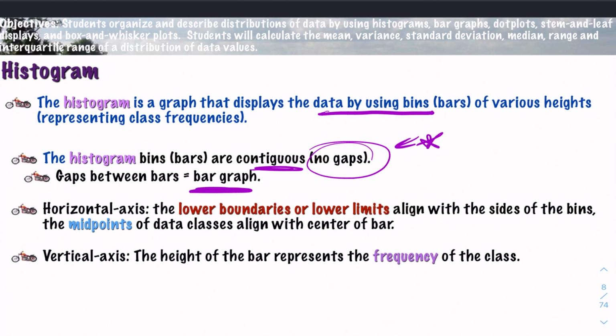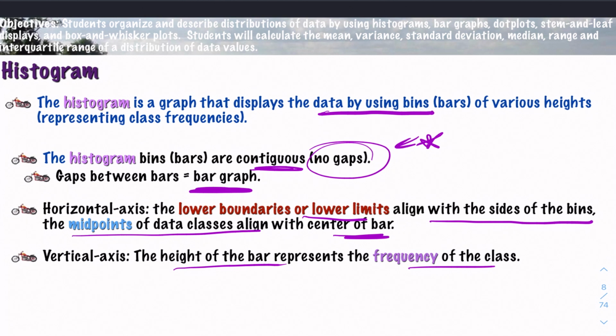With your horizontal axes, the lower boundaries or lower limits align with the sides of the bins. The midpoints of the data classes align with the center of the bar. Vertical axes show the height of the bar, which represents the frequency of each class. So we have classes or bins, and then the height will give the frequency.